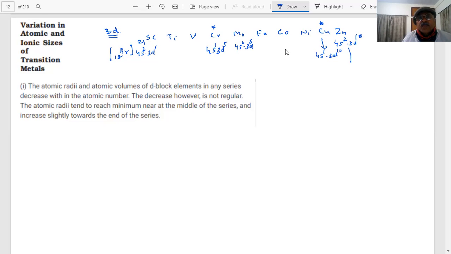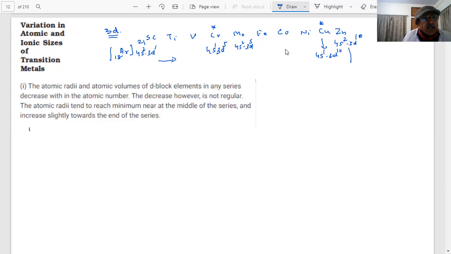What is happening when you are moving from scandium to zinc? You are adding one electron. Where is it going? That electron is going into the same subshell, the 3d orbital. The electron count increases by one, and the nuclear charge is also increasing. When the nuclear charge is increasing and the electron is being added into the same subshell, we expect a decrease in size. Therefore, atomic radii and atomic volume of d block elements in a series decrease with increase in atomic number.